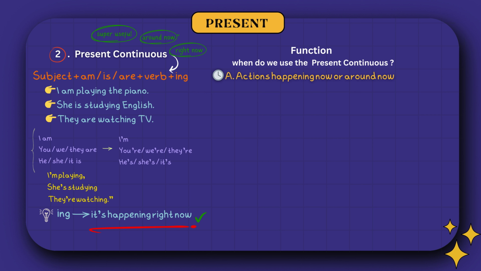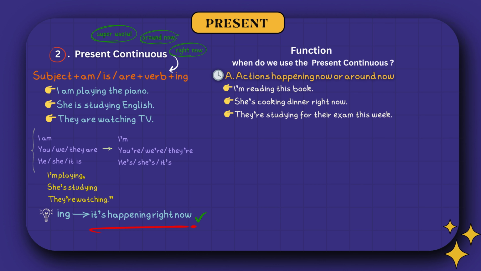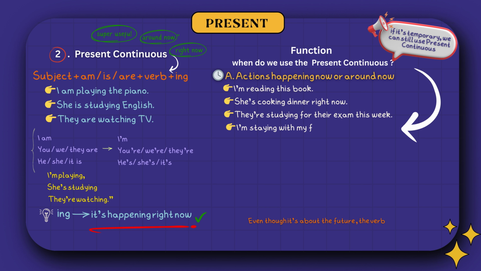We use the present continuous when something is happening right now or around this moment in time. For example, I'm reading this book. She's cooking dinner right now. They're studying for their exam this week. Even if it's not happening this exact second, if it's temporary, we can still use present continuous. Like, I'm staying with my friends for a few days. That's not permanent, it's just for now.